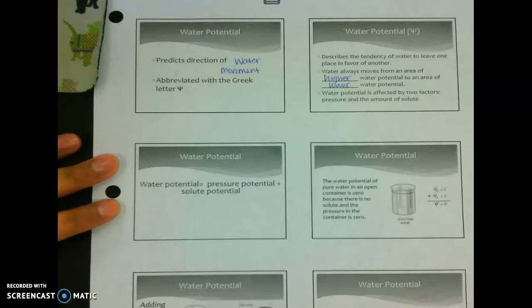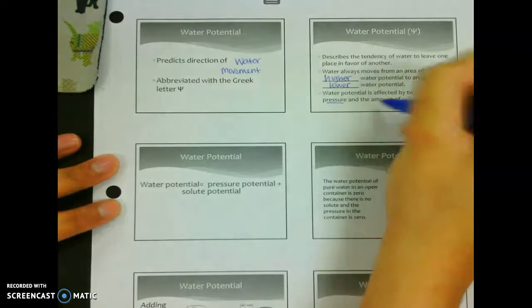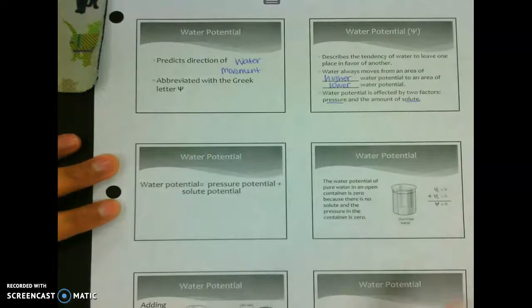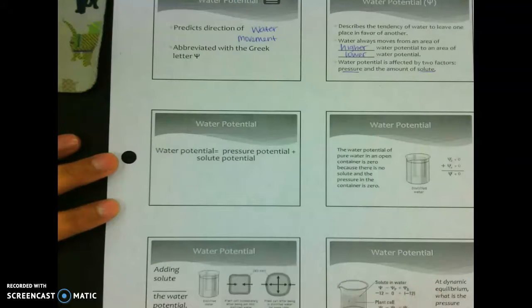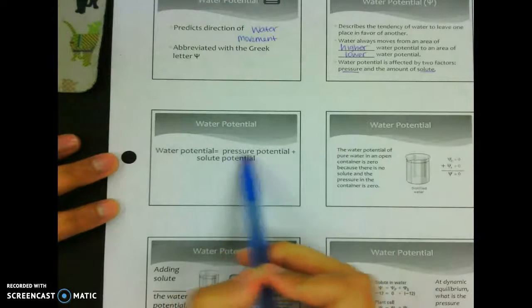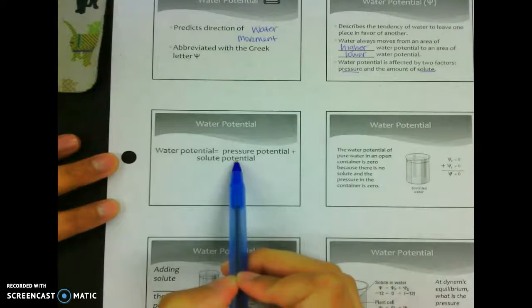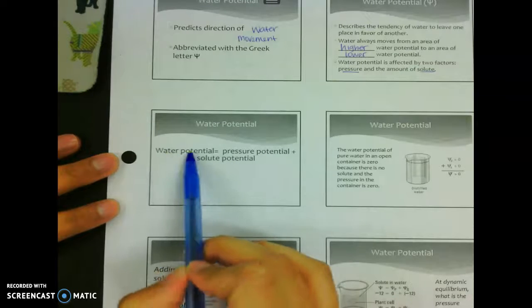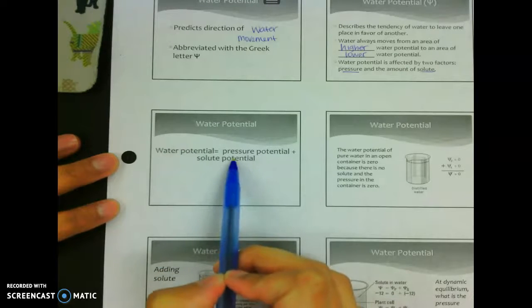There are two different things that are going to affect water potential. One of them is the pressure and the other is solute. So when we think about water potential, there's two things that are going into it, pressure potential and solute potential. And to get our final water potential, we just add them up together.